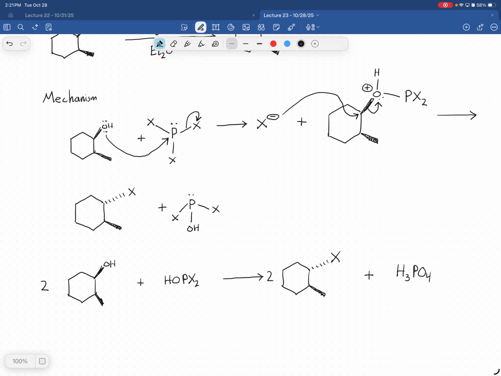Converting an alcohol, secondary alcohol, to secondary alkyl halide, and then you can do some more chemistry with that. So this prevents rearrangements and side products. So it limits the amount of products you can get, which is pretty useful.